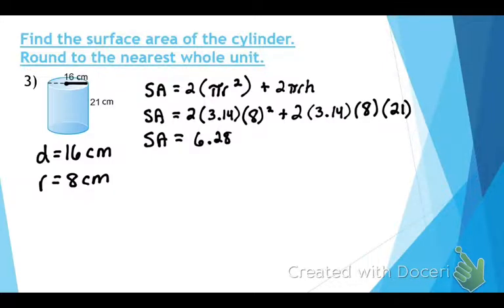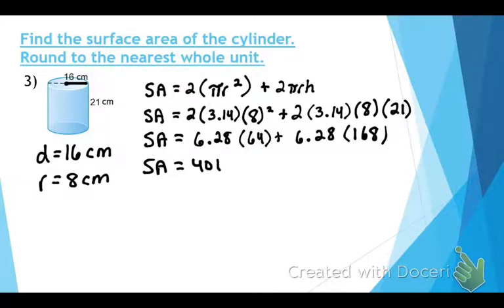2 times 3.14 multiplied together is 6.28. 8 squared, if you remember, you want to multiply 8 times 8, which would be 64, plus 2 times 3.14 is 6.28, and 8 times 21 is 168. So you can definitely pause me at this point and check to see if you're getting the same thing that I am.